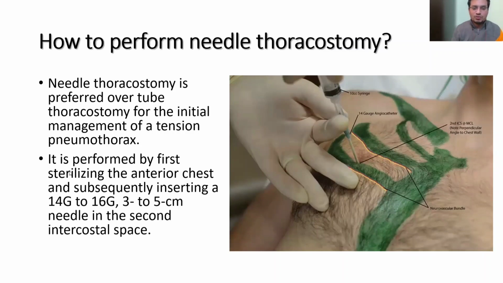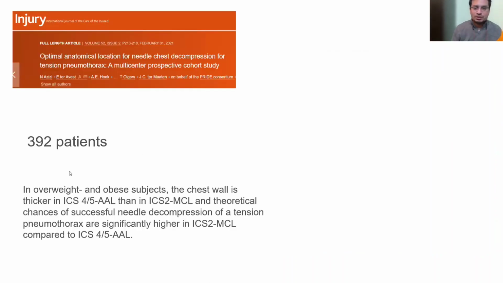And you can use a wide bore needle because sometimes there may be blood or clot which may obstruct a small bore needle. That's why you have to use the larger bore, about 14 to 16 gauge and about 3 to 5 centimeter, which is commonly available in any ward. You have to put it just in the second intercostal space, and you will be able to release. You will hear the gush of sound coming out of the chest, and about 1 to 1.5 liter of the air will be evacuated, and the blood pressure and heart rate, everything will be normalized.